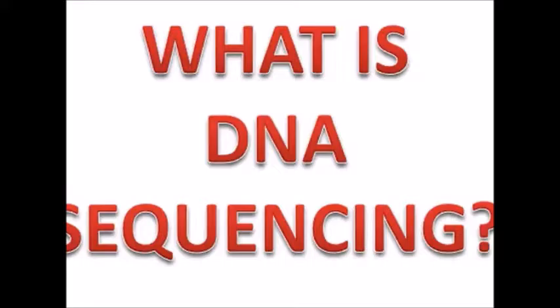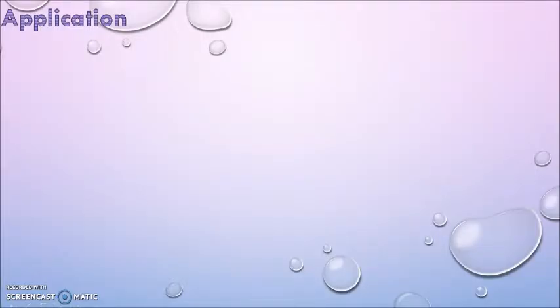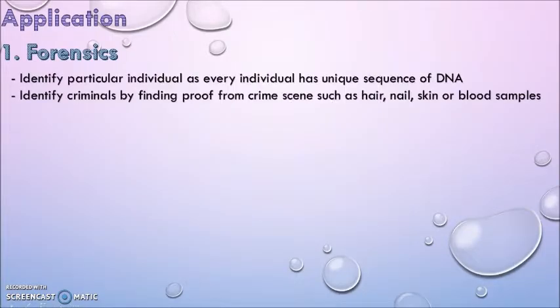DNA sequencing techniques have made it possible to do the sequencing of the human genome. Here are a few examples of the application. First, in the forensics field, it can be used to identify a particular individual as every individual has a unique sequence of DNA. It can also be used to identify criminals by finding proof from the crime scene.